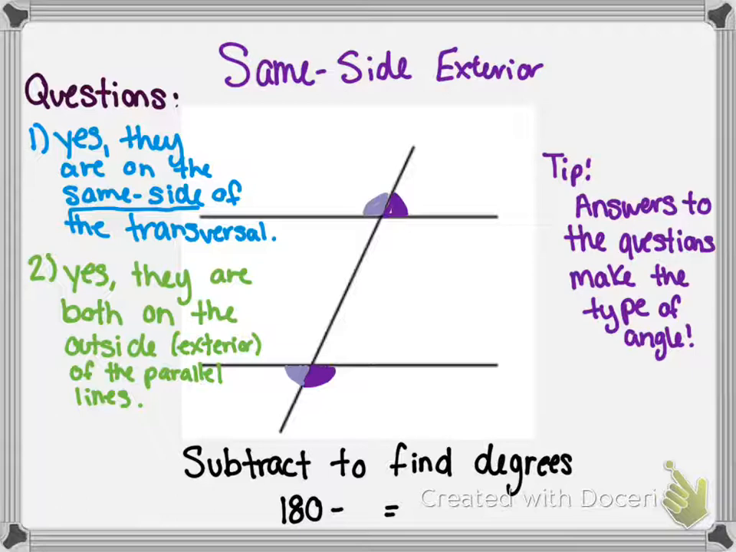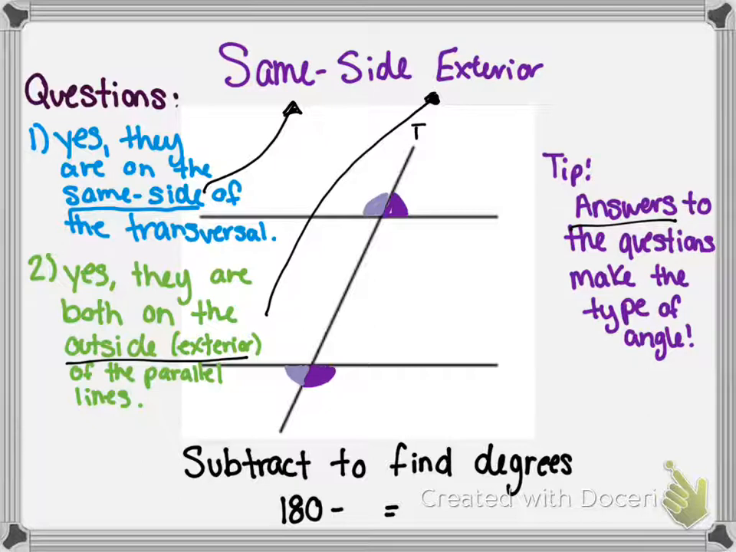Last one, we have same side exterior. So we asked ourselves those questions again. We asked, are they both on the same side of the transversal line? And the answer is yes, they are both on the same side of the transversal. Again, this is giving us part of our answer through the questions. The next question we ask is, are they both on the inside or outside of the parallel lines? Yes, they are both on the outside of the parallel lines, or the exterior. So again, looking at those questions helps us determine what the answer is based off of our responses to it.